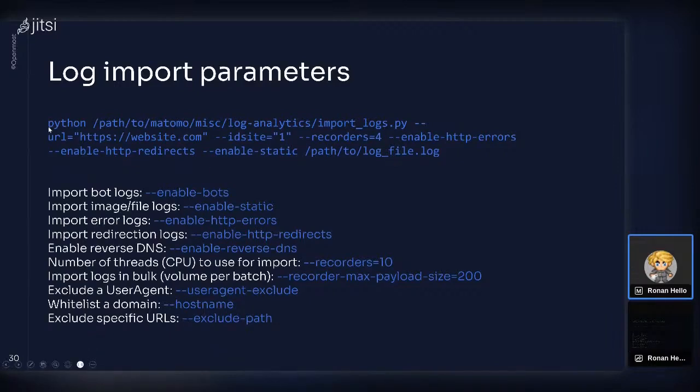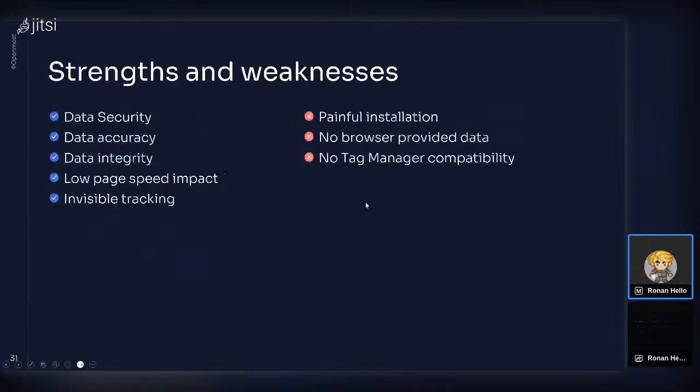So how does it work? You have a Python script. You run from your Matomo misc log analytics log import.py, which is included in your Matomo instance. You just provide the URL of the website, the ID of the website, how many recorders you want to process the log file simultaneously, and then you provide the path to your log file. You have some options that you can provide here, but it will run the importer.